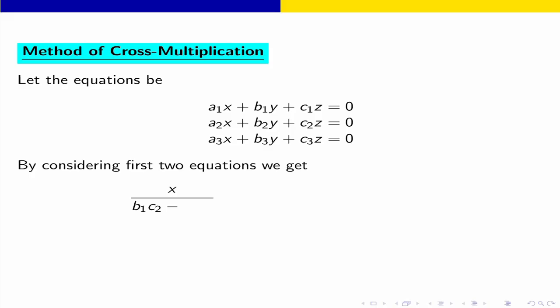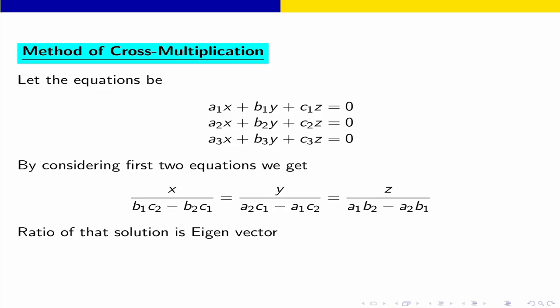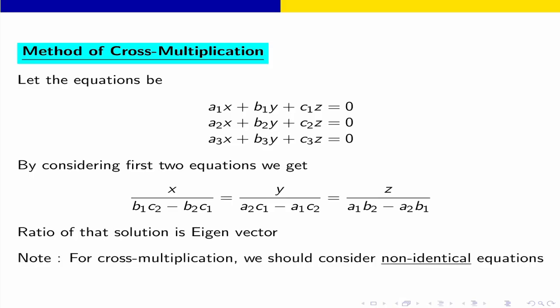So therefore, for x, using the first two equations, we have b1c2 minus b2c1, that is equal to y into a2c1 minus a1c2, which is equal to z, that is a1b2 minus a2b1. So this is the ratio of the solution of the eigenvector. For the cross multiplication method, we should consider non-identical equations.